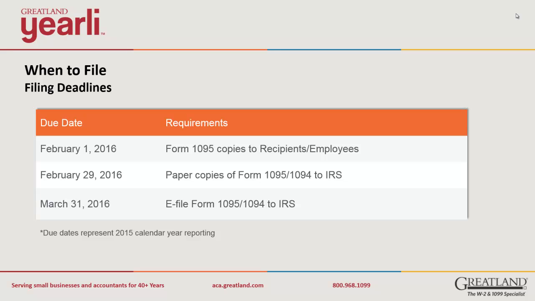The due dates for tax year 2015 reporting for these forms are as follows. February 1st, 2016 is the due date that you must send 1095 copies to your recipients or employees. February 29th, 2016 is the due date for filing to the IRS on paper. And March 31st, 2016 is the deadline when filing 1095s to the IRS if you're filing electronically.